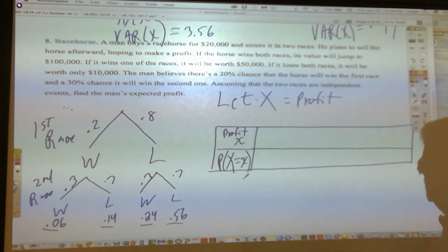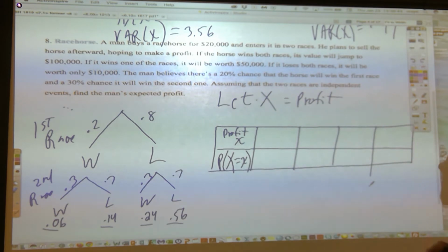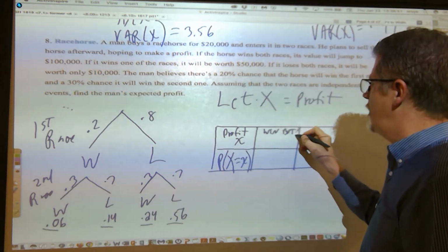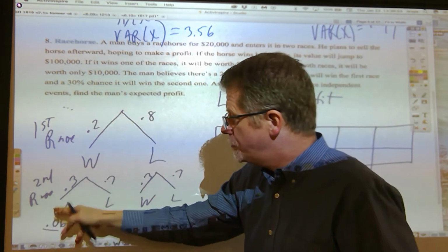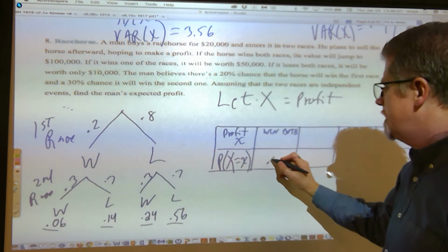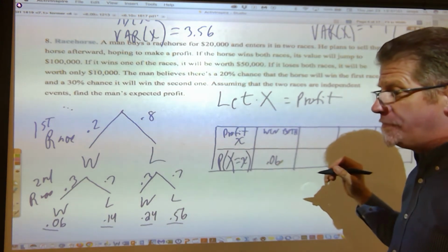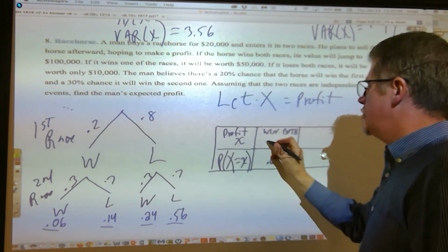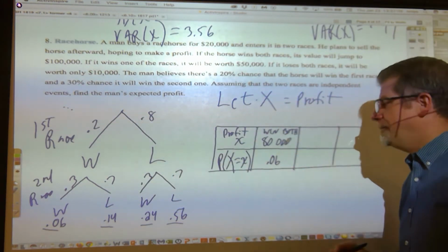It looks like the probabilities, the 4 outcomes, let's see. Suppose he wins both races. How much profit will there be? Which, by the way, the probability of winning both is 0.06. And what did you say the profit would be? 80 grand. Yes, we're subtracting the 20,000 from the 100,000, so that's an $80,000 profit. And that happens 6% of the time.